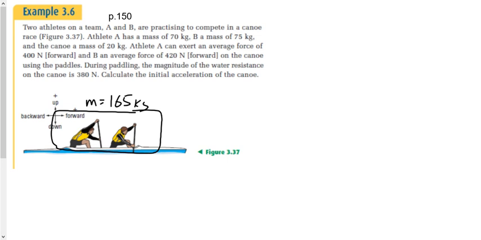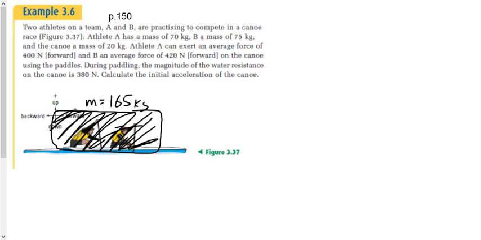So it doesn't matter. Physics doesn't understand that there's 2 people on this canoe. As far as physics is concerned, the canoe has a mass of 165 kilograms, right? Like, if one person was 10 kilograms less, but the canoe was 10 kilograms more, would it make any difference? Of course not. All right.